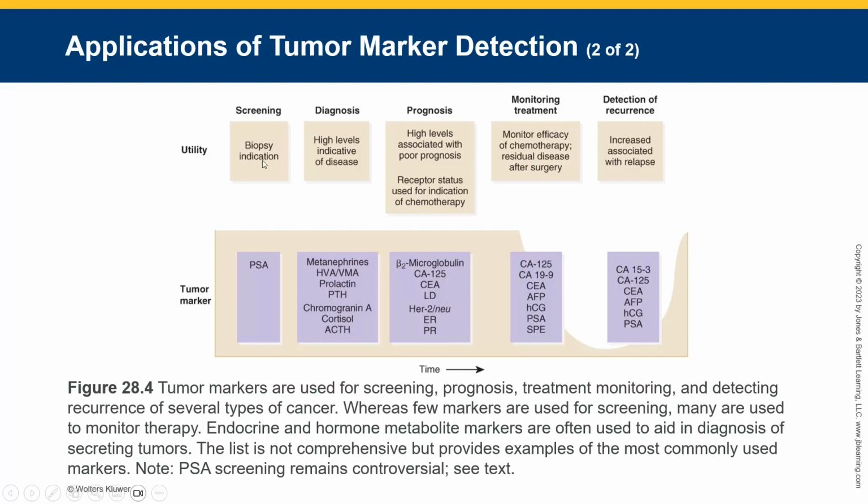So for screening, biopsy indication. Diagnosis, high levels are indicative of disease. Prognosis, high levels are associated with poor prognosis, and receptor status is used for indication of chemotherapy. Monitoring treatment, monitor efficacy of chemotherapy, residual disease after surgery, and detection of recurrence, increase associated with a relapse. So if all of a sudden these levels go up after treatment, then that indicates that the cancer is back.